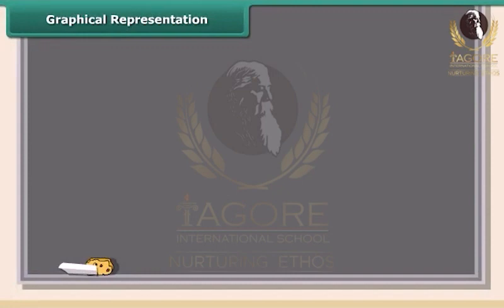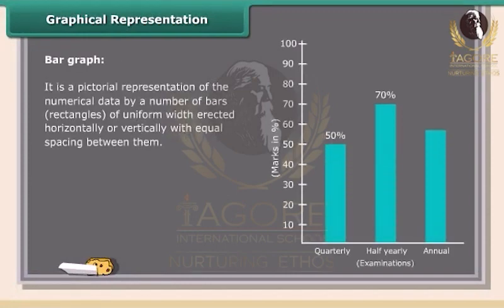Graphical representation. Bar graph. It is a pictorial representation of the numerical data by a number of bars, rectangles of uniform width erected horizontally or vertically with equal spacing between them. The bar graph shows Divya's performance in the quarterly, half-yearly and annual examinations. It helps us to compare the whole year's performance. From the above graph, we infer that Divya's total marks have been increasing, which shows progress in her studies.